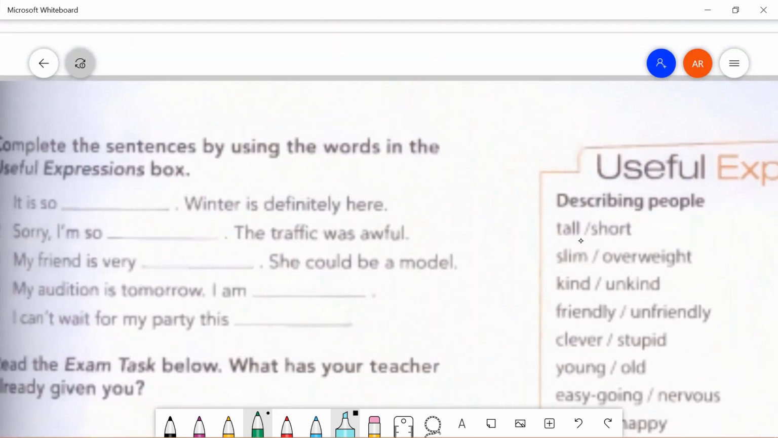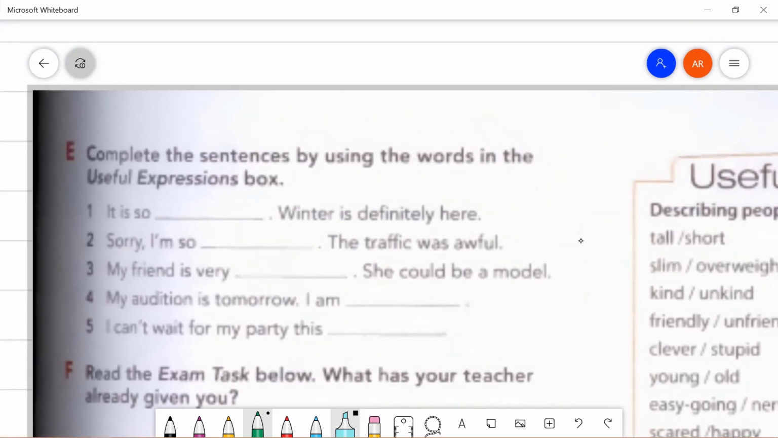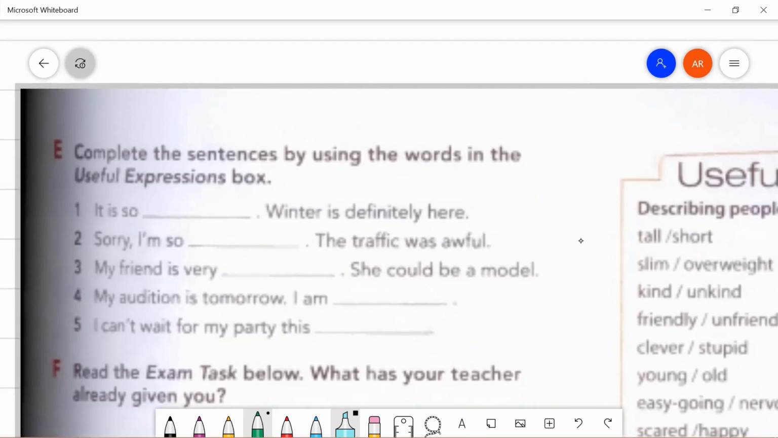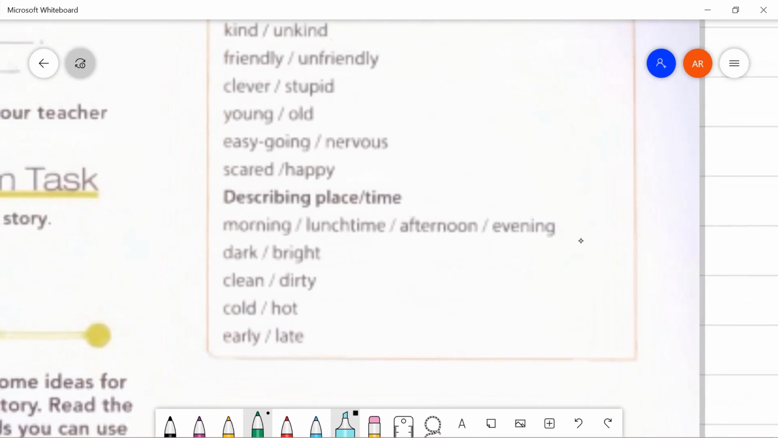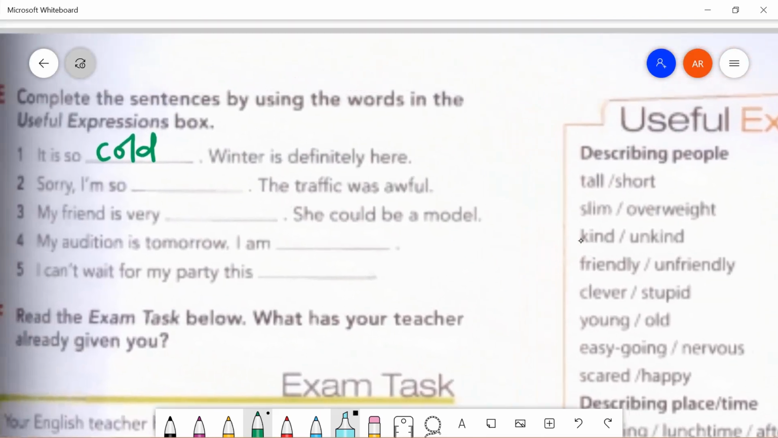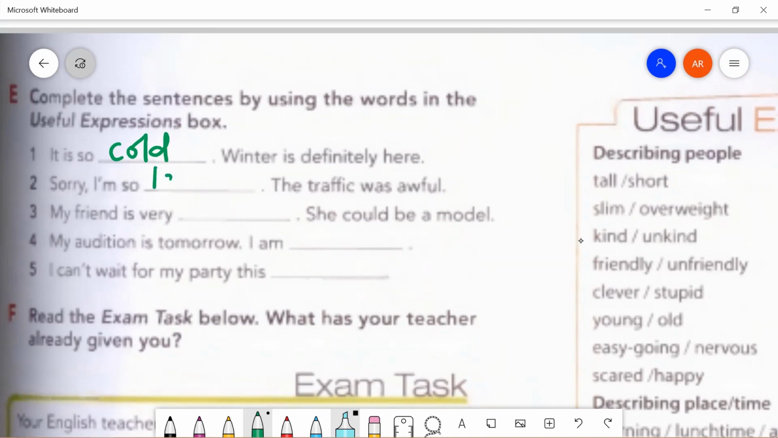So what could be the answer for the first sentence? It is so obviously cold because the clue here is winter. So winter is cold. Okay, the second one. Sorry, I'm so late, and the traffic was awful. Could it be late? Yeah, late, right? I got stuck in the bad traffic.